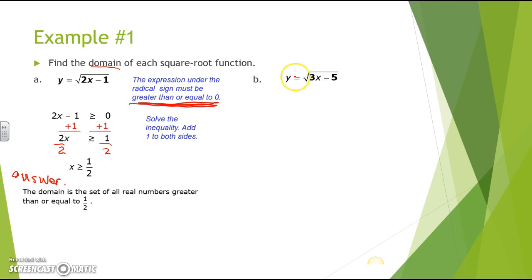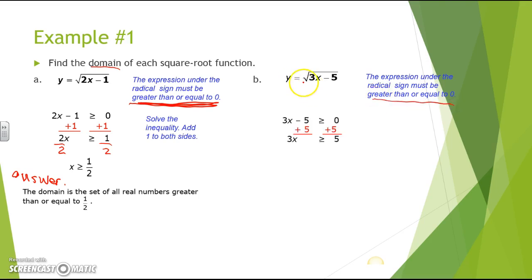Let's look at the next example. Very similar, we solve it very similar to A. For B, we have y equals the square root of 3x minus 5. So what we do is we need to take the expression under the radical sign and have it be greater than or equal to 0. So what's under the radical sign is 3x minus 5, and we set that greater than or equal to 0.